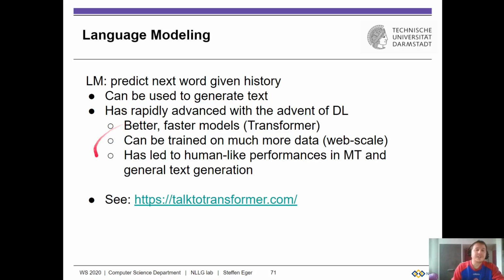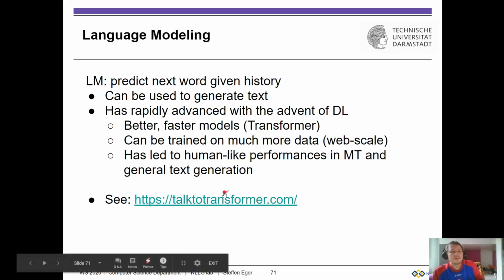Now here are some reasons why the language models have become so good. Because nowadays we have transformer models. This is a better and faster model, so it can be parallelized, so therefore it can be trained on much more data and web scale. So we have better models and more data that they can be applied to. So the performance of these language models has become better and better.